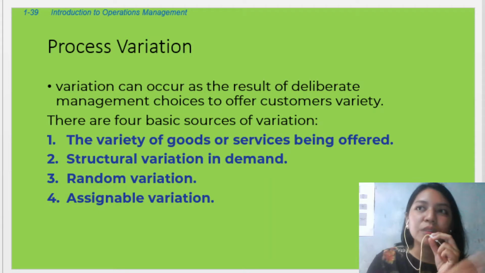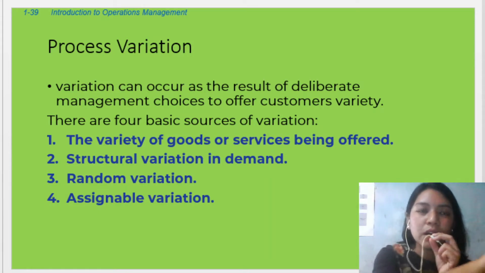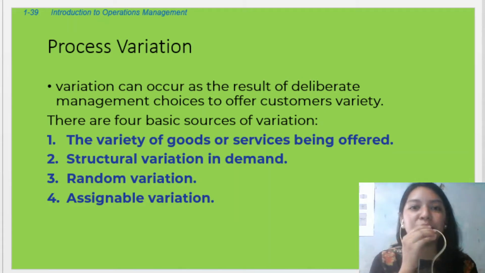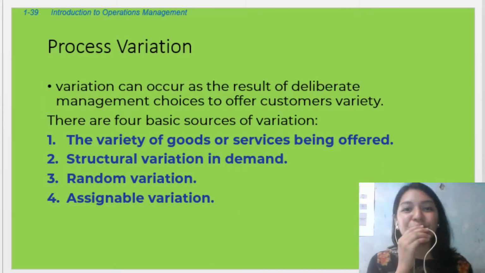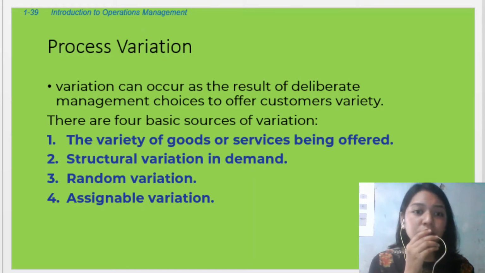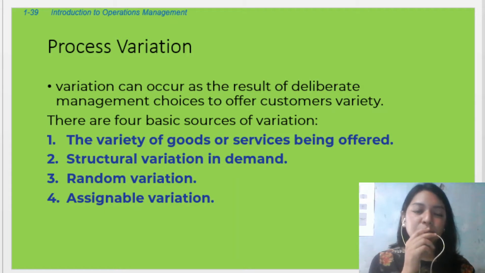Because you cannot produce different outputs out of the same process. Okay, so hindi ka makaka-produce ng iba't ibang kulay ng damit kung iisa lang yung process mo. Kung iisa lang yung kulay, puti lang yung meron kang fabric. Okay? So, you cannot do that. You need to have a process variation. Now, there are 4 basic sources of variation. Bakit nangyayari yung process variation or mangyayari yung process variation?